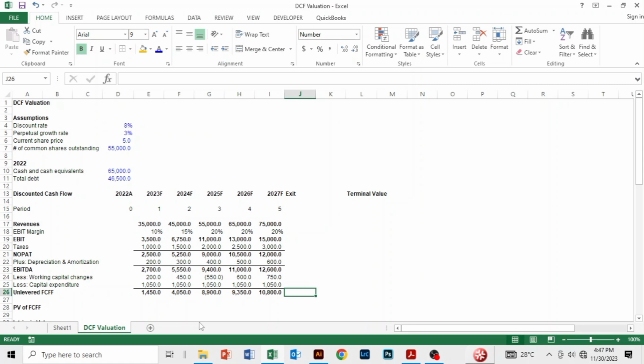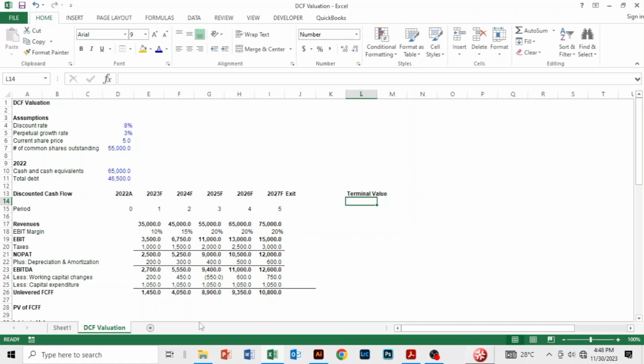Unlevered free cash flows are cash flows which are available to all the providers of capital of the company. So these are free cash flows that are available to equity holders, to lenders, and any other capital providers of the firm. This is the cash flow before we even pay lenders and other capital providers. So here we have our unlevered free cash flow for 5 years.